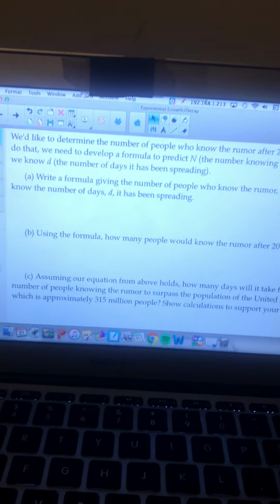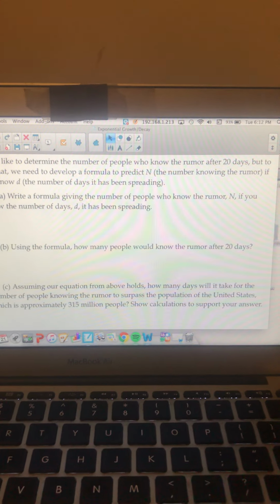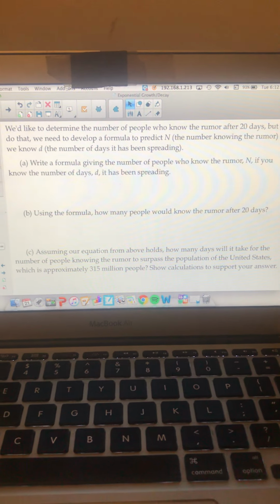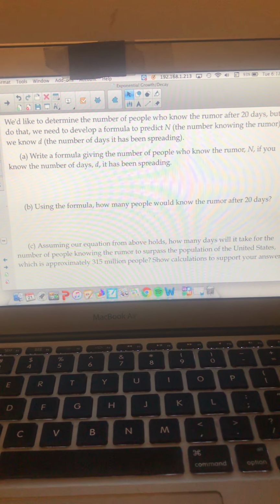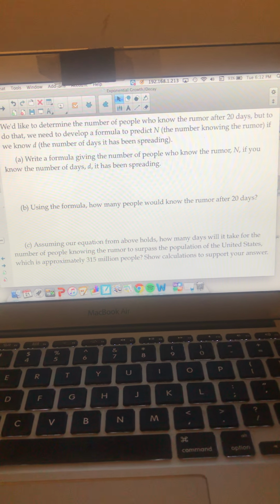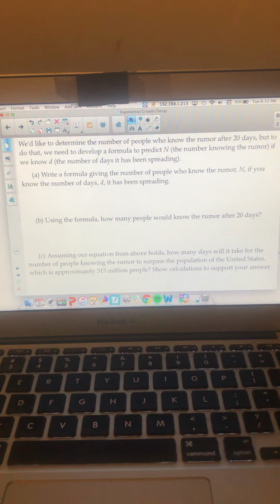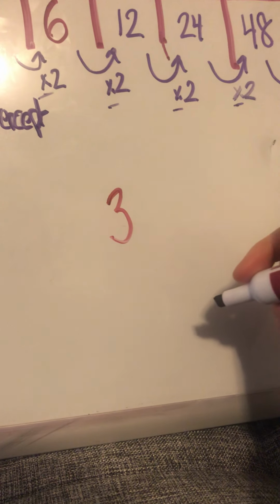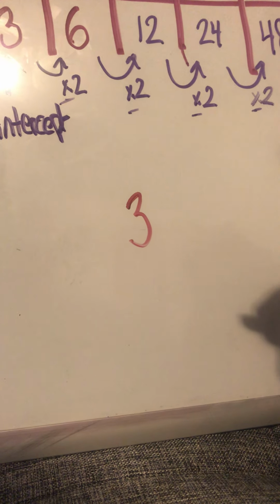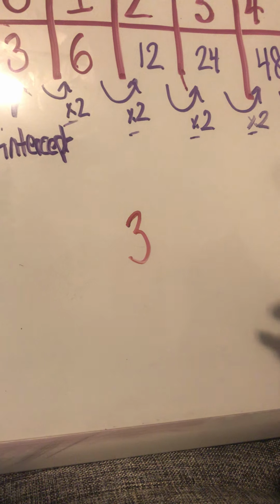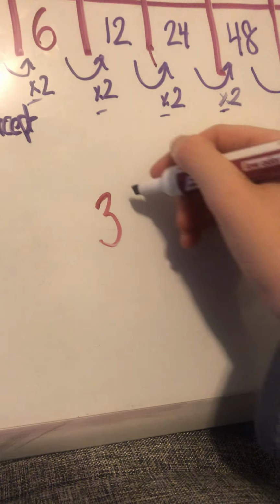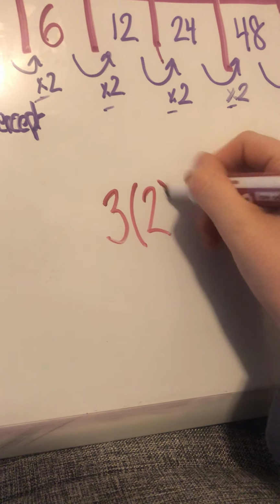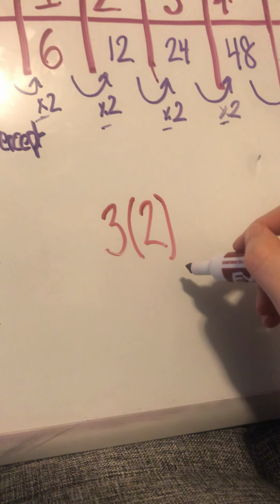So part A is saying to write a formula. Let's write an equation in order to determine the given number of people who know the rumor, n, if you know the amount of days. So we know that 3 people started with the rumor. It told me that. I also know that the rumor was doubling every single day. So that's going to be my base.